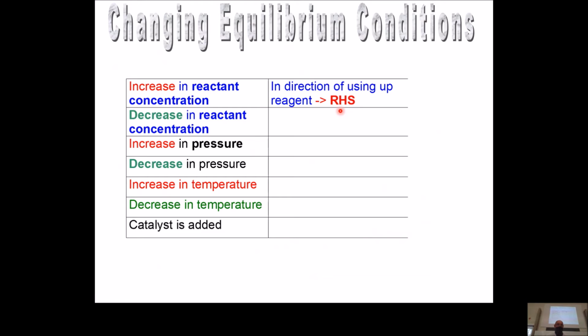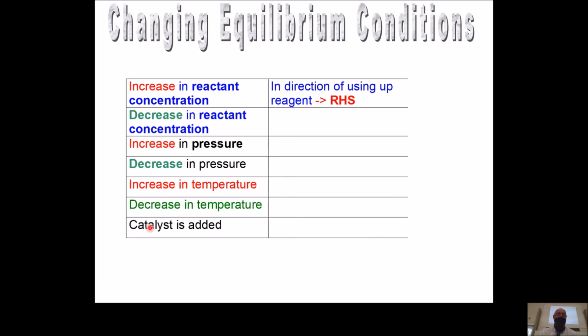Increase temperature. What's it going to do? You get exothermic and endothermic reactions. If you increase the temperature, it's going to shift in the endothermic direction. So it's going to use up that extra heat, and the endothermic reaction will be favored. If you decrease the temperature, the opposite will happen.